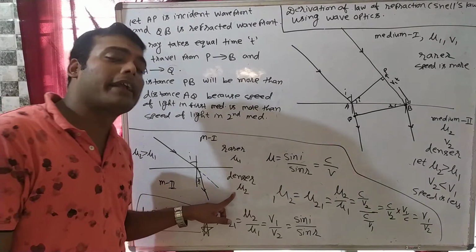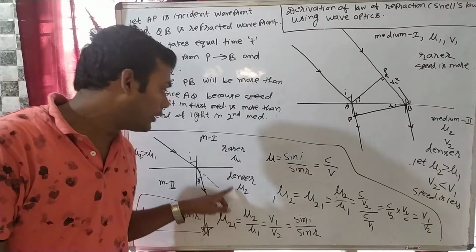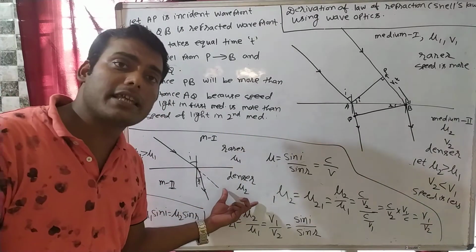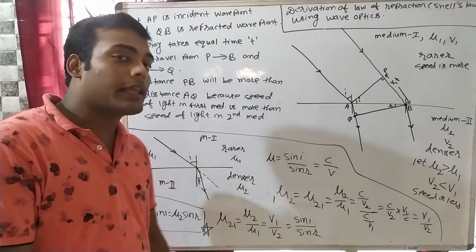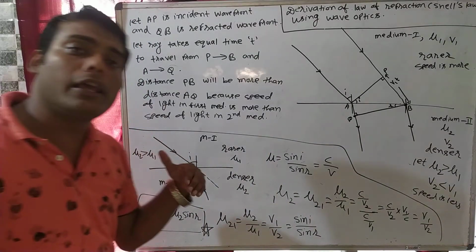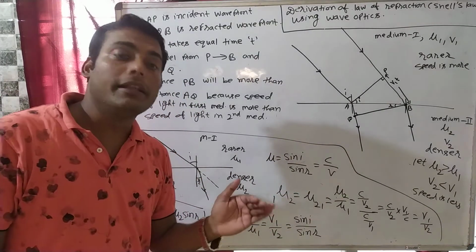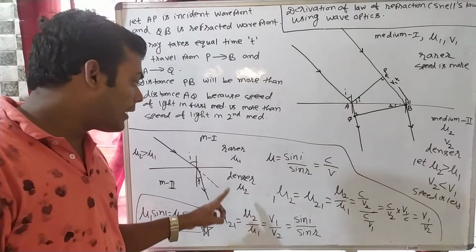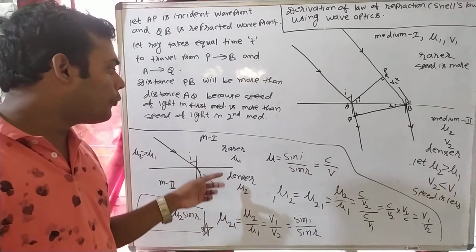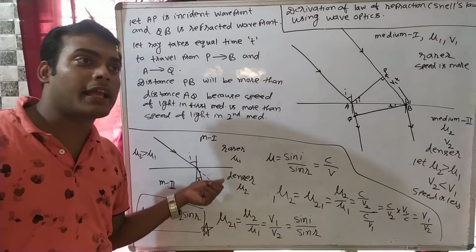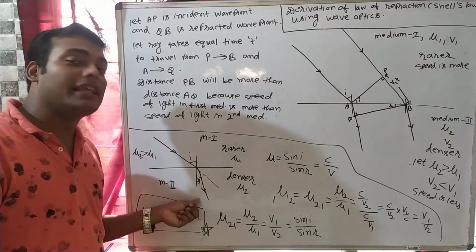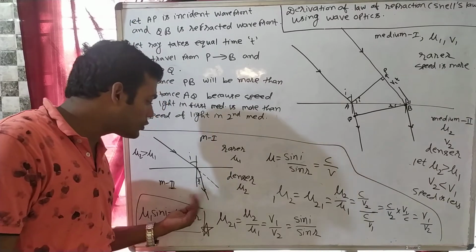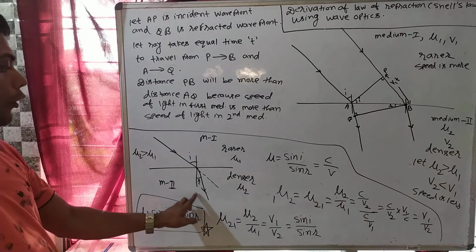So if mu2 is more than mu1, this one is the denser medium and this one is the rarer medium. And we know that when any ray of light changes the medium, it will bend. Here light is going from the rarer medium to the denser medium, so it will bend and come close to the normal.